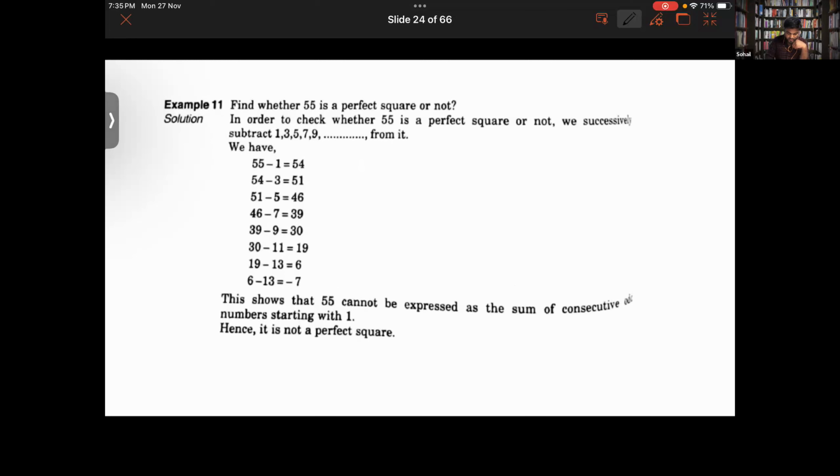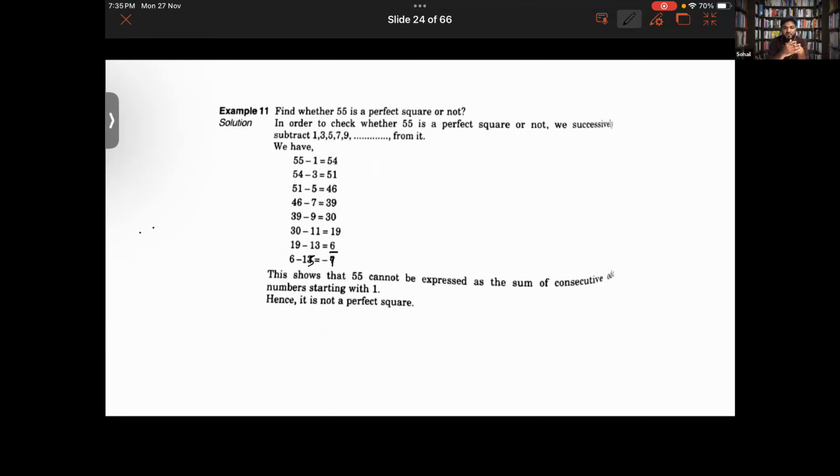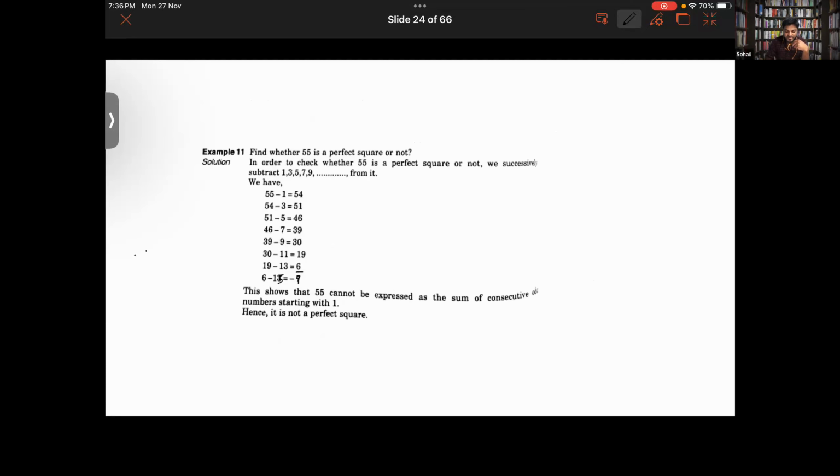Here it's wrong actually. After 6, you have to subtract 15. There will be minus 9 here. If you are using the book, you can correct it from there. So this shows that 55 cannot be expressed as the sum of consecutive odd numbers starting with 1. So hence it is not a perfect square. We know that if a number can be expressed as the sum of consecutive odd numbers starting from 1, then it is a perfect square, otherwise it's not.